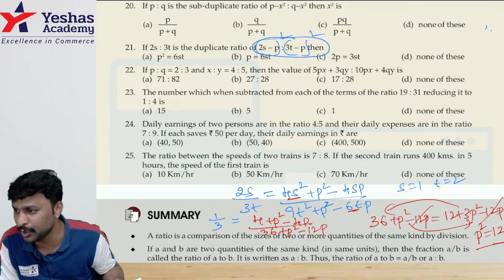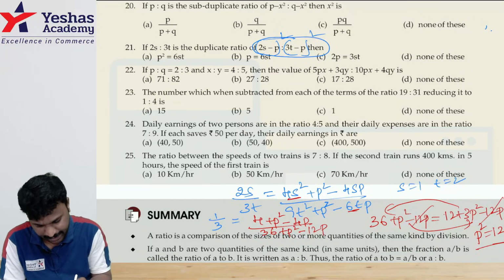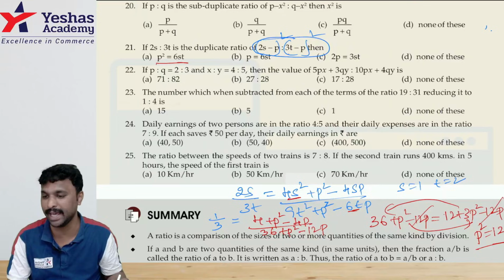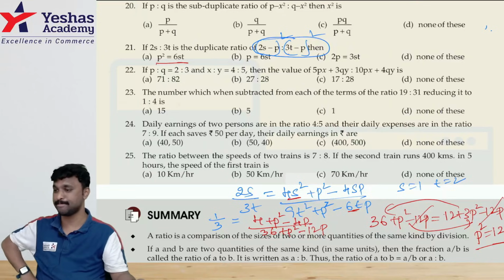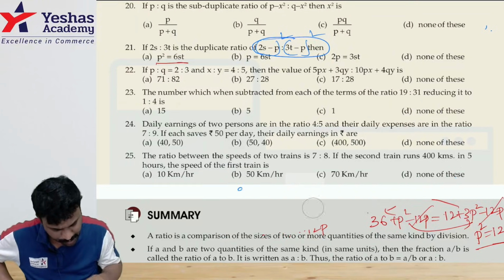So which option gives you 12? P square equal to 12? It's clearly the first option. Option A is the right answer. Have you all understood? Right. Let's move on to the next question, guys.